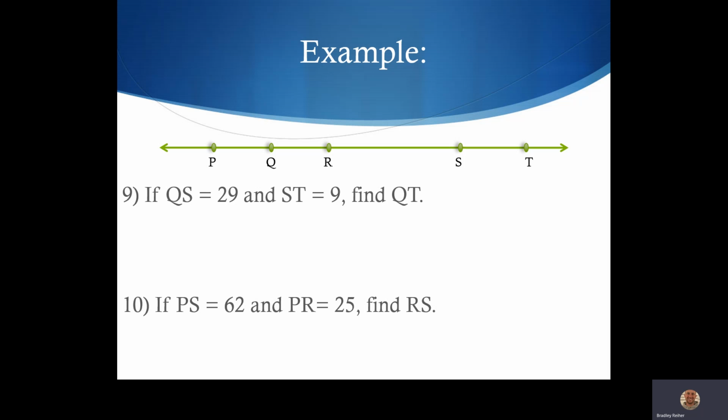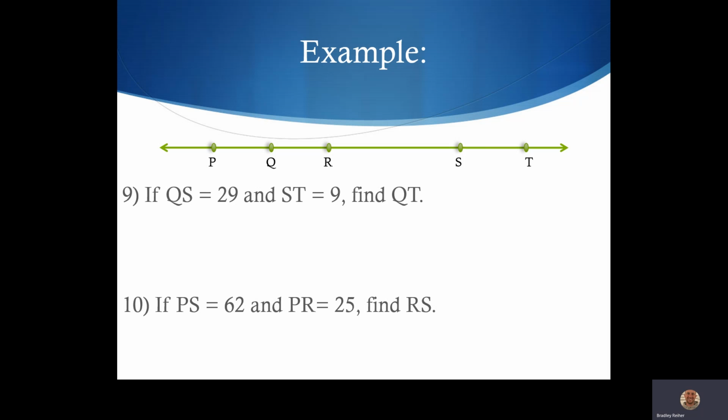Number 10. The distance from P to S is 62. The distance from P to R is 25. Find the distance from R to S. This one's a little different. Hopefully you looked at these segments on your number line as you were reading them. Segment RS is the one you're looking for. That's not the biggest segment of the three. Clearly the biggest segment is segment PS, because the other two segments live inside of it. Point R is the point that's in between.